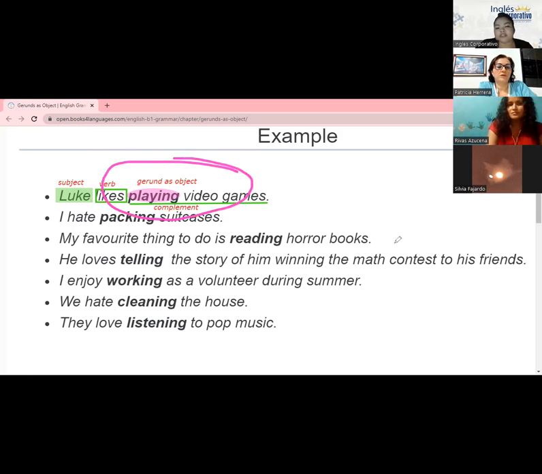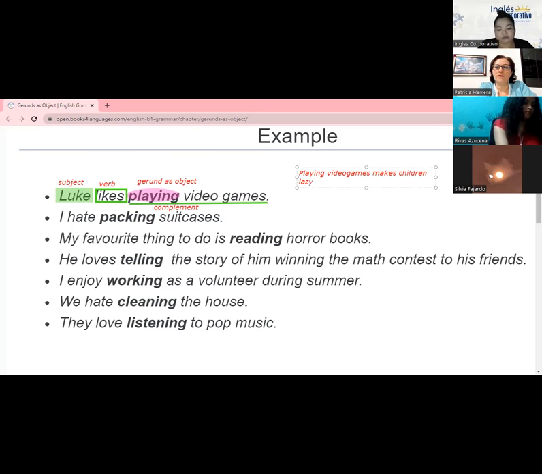We can say also, if I want to use this as my object, I can say, playing video games. Playing video games makes children lazy. Just to say something, right? I don't believe in that, but just to say something. If we have this sentence right here, playing video games makes children lazy.